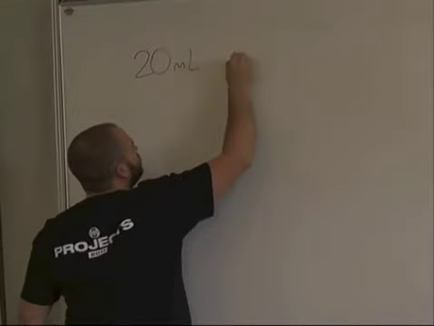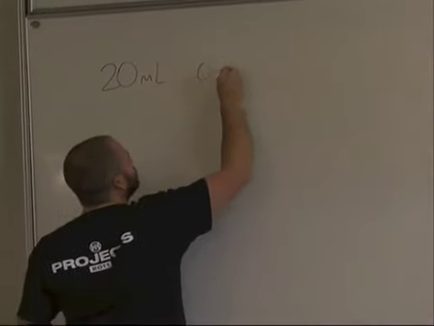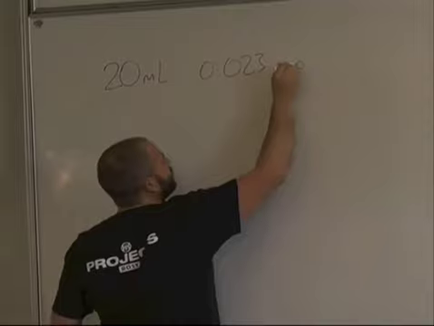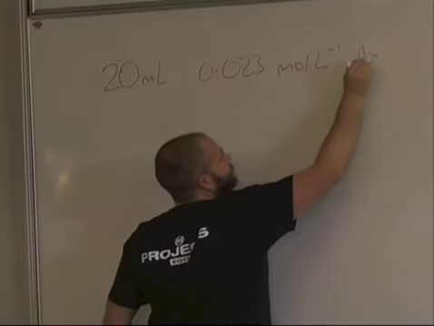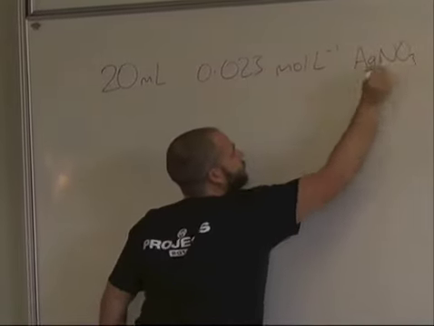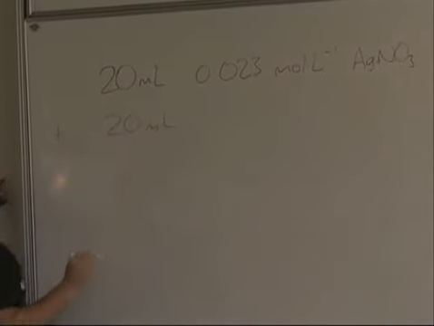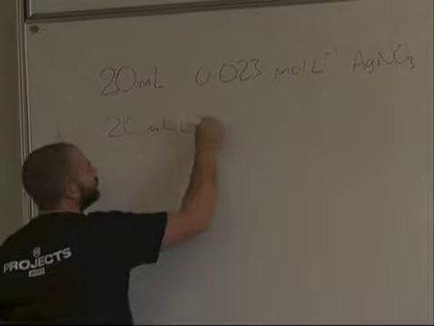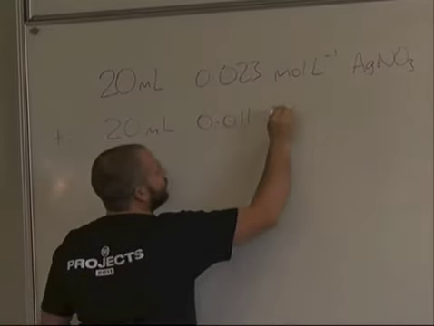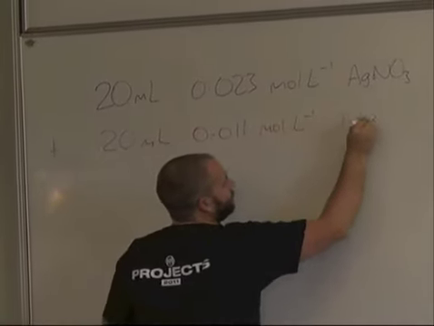So let's imagine that we've got 20 mils of 0.023 moles per litre silver nitrate plus 20 mils of 0.011 moles per litre NaCl.